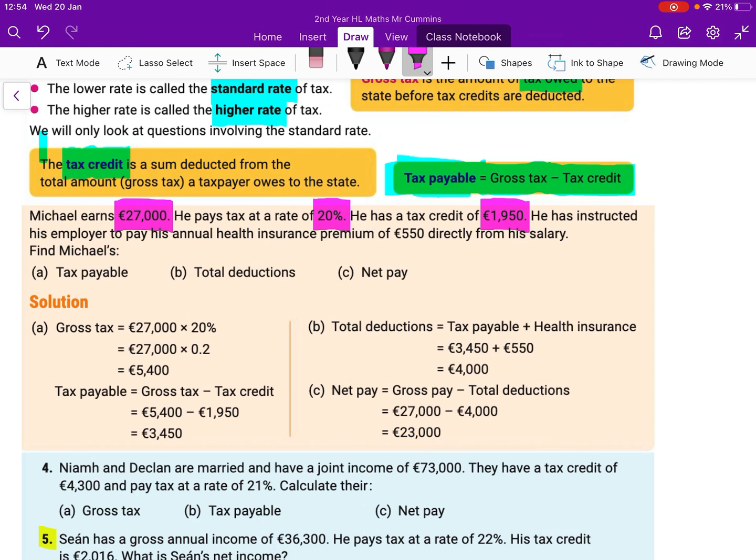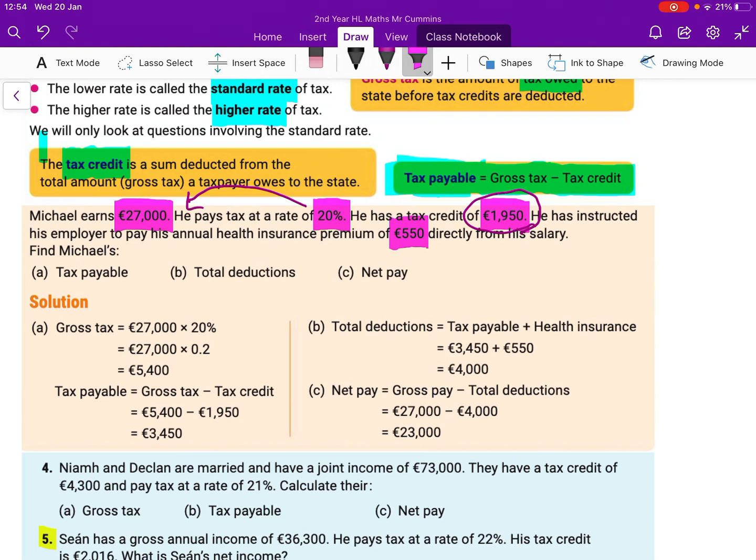So even though they're going to want to take 20% of this number, they're going to have to pay him back 1,950 euros. They can't take the whole lot, because that's how much he can earn before he pays any tax. So he instructed, this is a non-statutory one, to pay his annual health insurance of 550 directly from his salary. And people always do that. It pays directly out of your salary so it doesn't feel like you're having to pay out of your account.